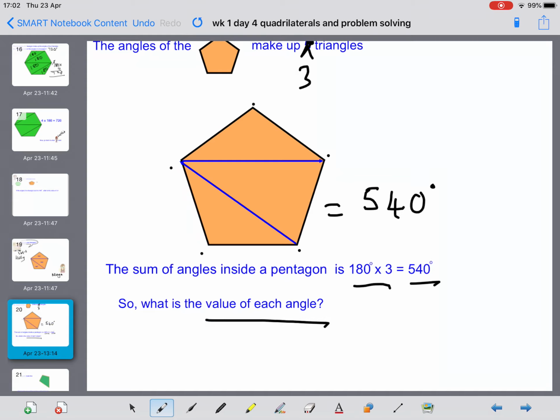So what's the value of each angle? Well, how many angles have you got? 1, 2, 3, 4, 5. How are you going to work out what one angle is? If all of them are 540, what are you going to do? So you should be looking at 540 divided by 5. Pause and go off and do that somewhere else.